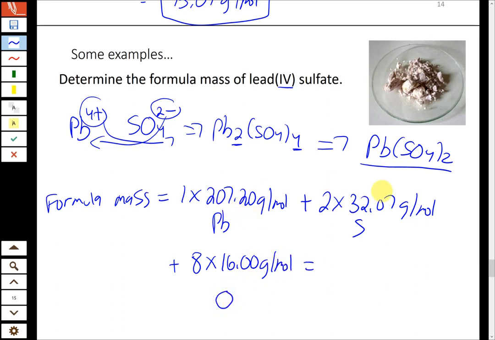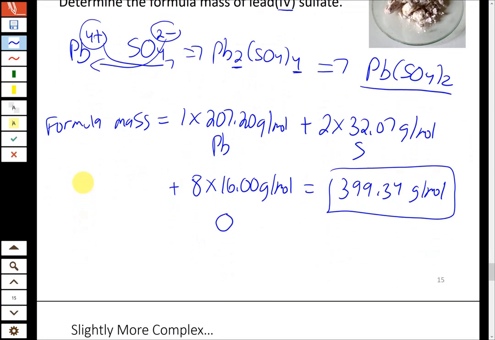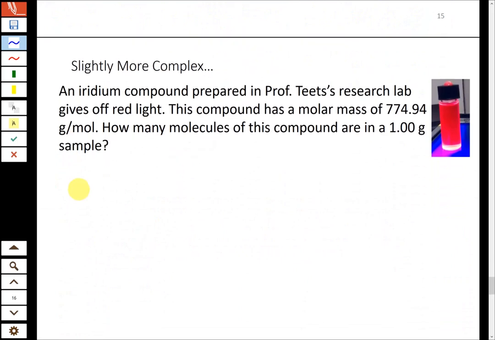So we add all those up together, and assuming I didn't mess up my math, you should get something like 399.34 grams per mole. All right, so getting molar masses, formula masses, it's relatively straightforward, but you have to get the formula correct in situations where we don't give you the formula like we did here. All right, are we clear on that? All right, just a few more then.